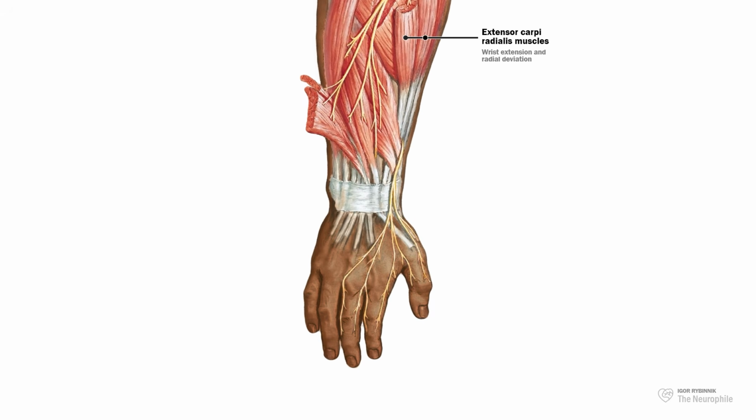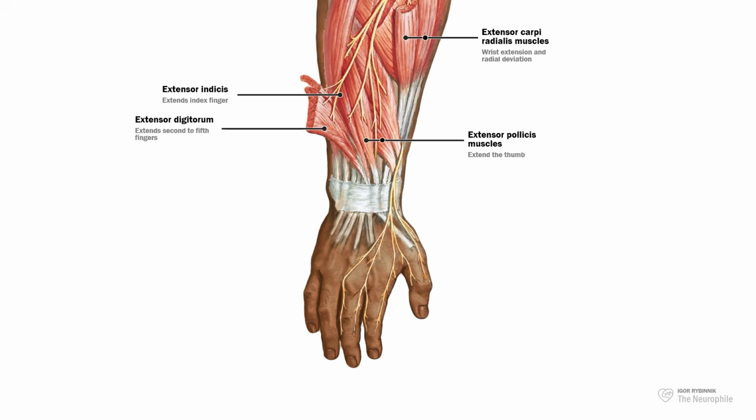Finally, the radial nerve innervates extensors of the fingers. Extensor indicis extends the index finger. Extensor digitorum performs this function for the second through fifth fingers, and extensor pollicis muscles extend the thumb.